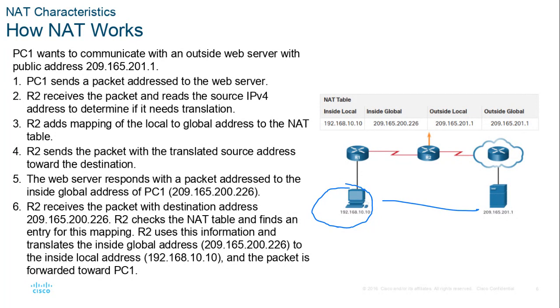So the web server will respond and send you the answer back to that web link that you clicked, and when it hits that R2 router coming back the other way, the R2 router will do rocket surgery now on the destination address. He'll change the 209.165.200.226 back into your actual IP address on your inside private network, which is 192.168.10.10, and you'll be able to receive your packet.